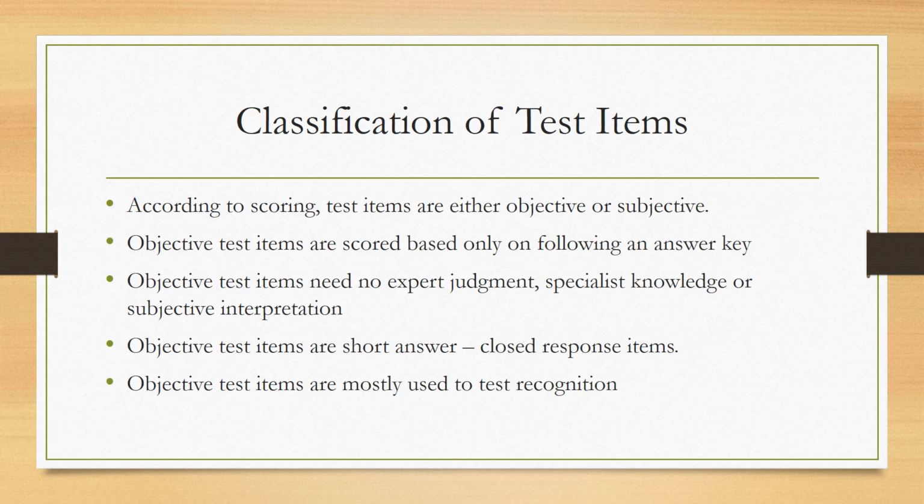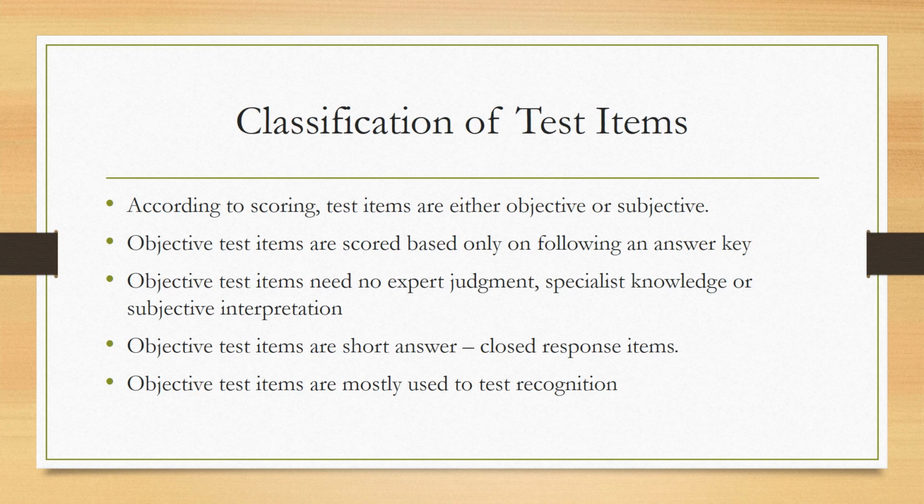Another criterion according to which we can classify the test items is scoring, how to score the test. So according to scoring, we can also find two types of test formats. What are they? They are the objective and the subjective items.